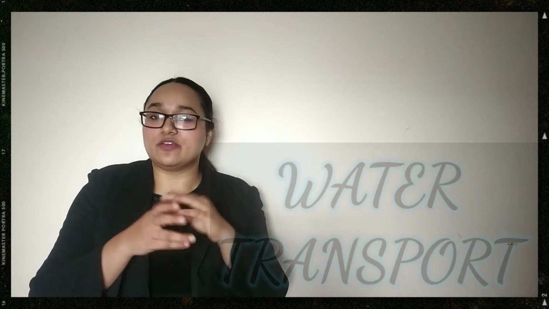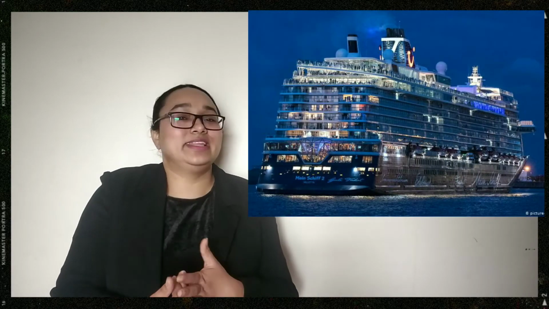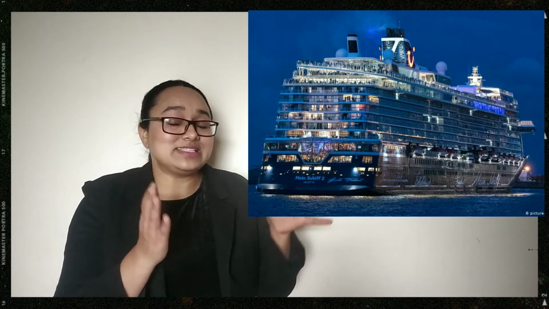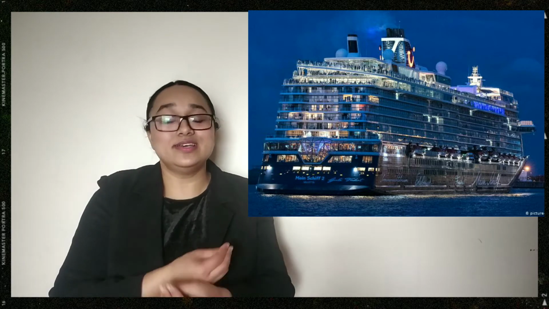Next means of transport is water transport. These are the vehicles that move in water only, for example, boats and ships. Now students, water transport is a very slow means of transport as compared to air and land transport, but it is also very cheap. A lot of countries use ships to transport goods from one country to the other country. People also go on a cruise, if they want to move from one country to the other through the waterways, so they use this water transport.